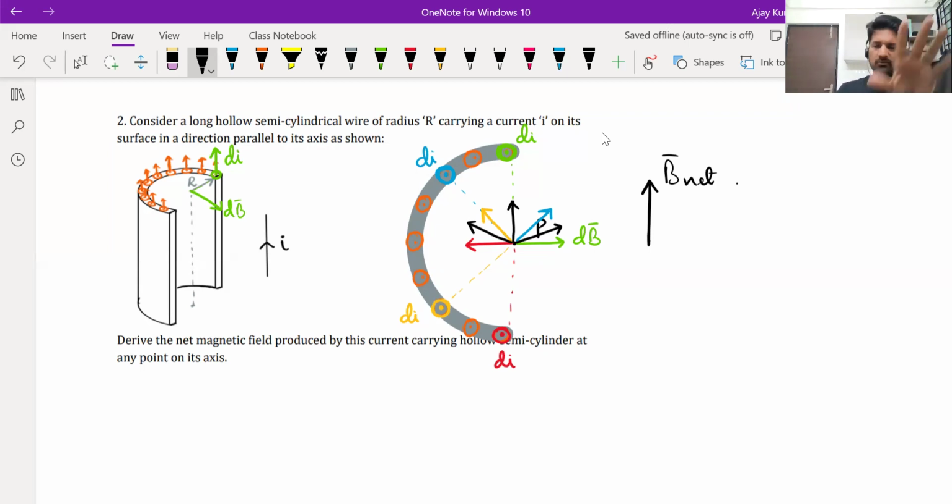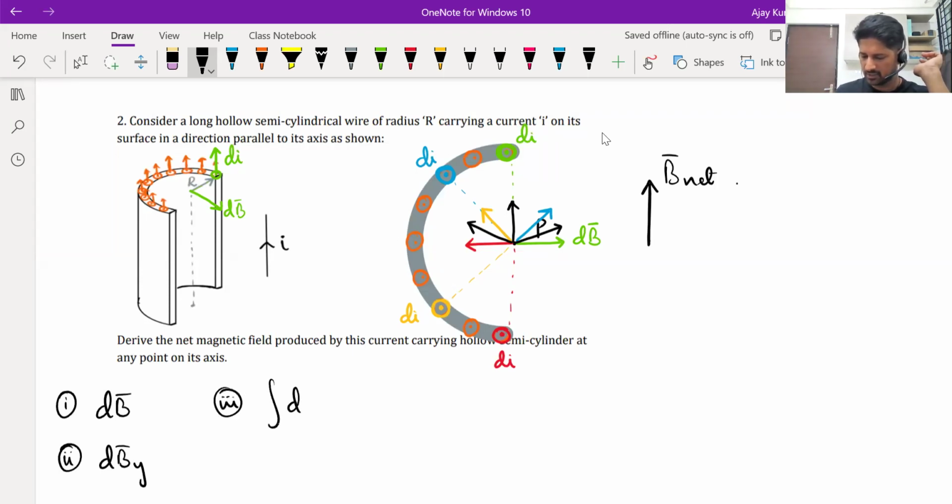So at least the steps are clear for us. We need to write an expression for dB first. Then we have to take the y component of dB. And then the last thing we need to do is integrate the y component of dB to get the net magnetic field in the y direction. These are the steps we need to take.